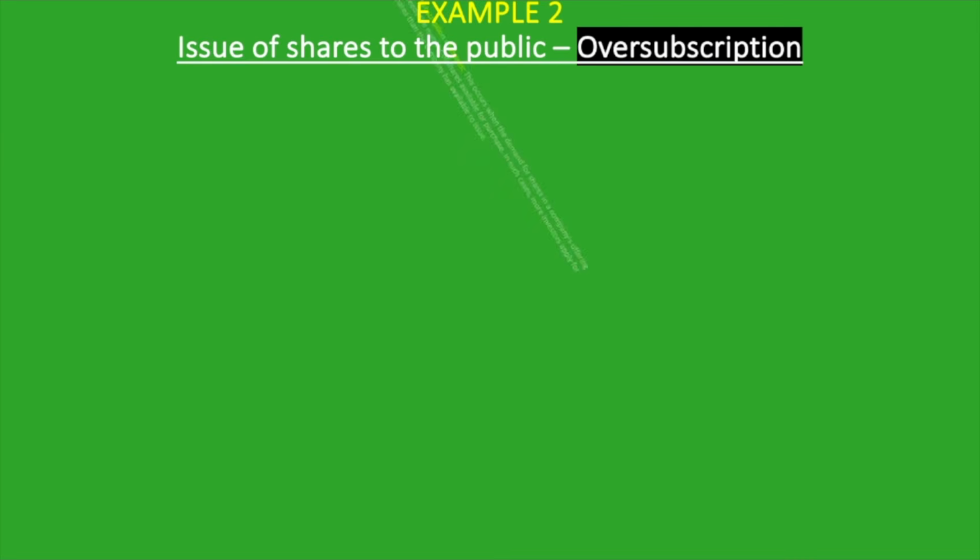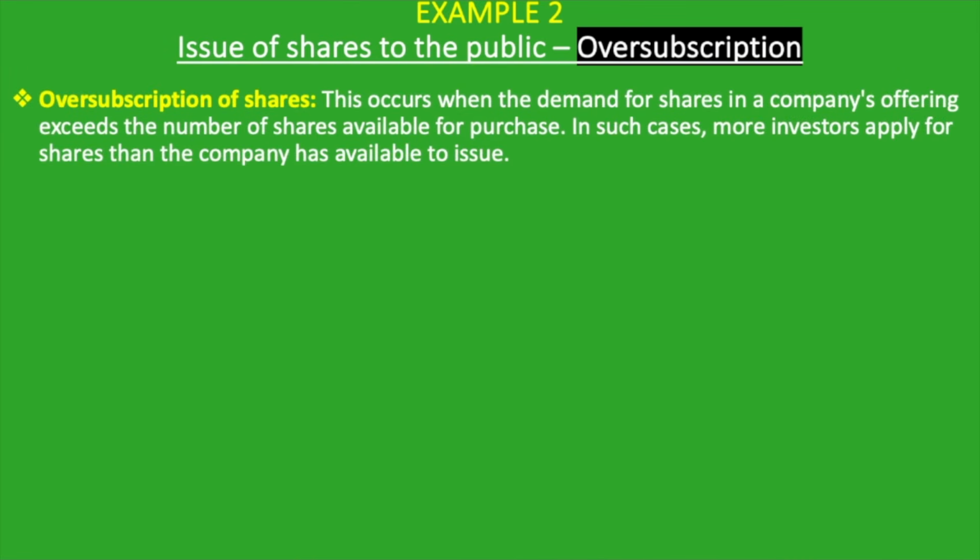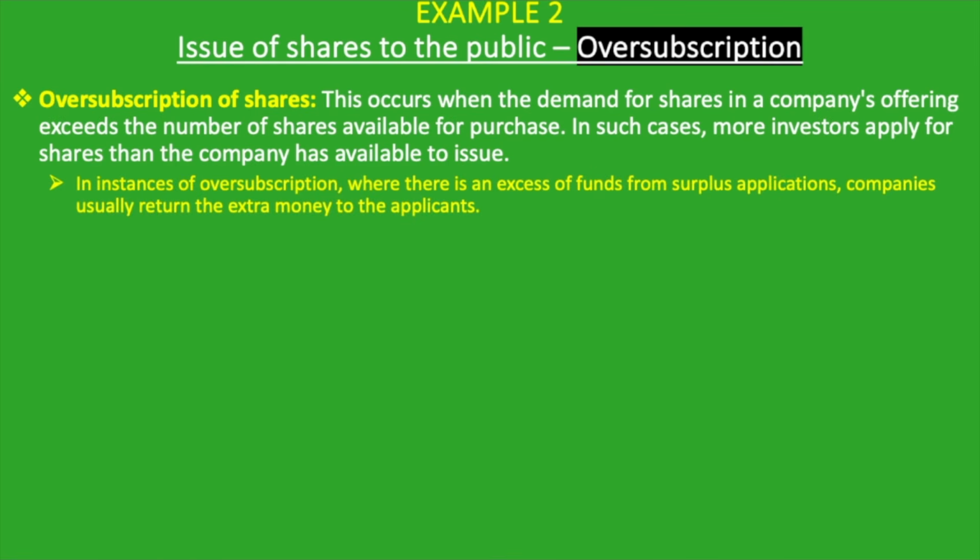But what is oversubscription? Well, I've just alluded to that. This occurs when the demand for shares in a company's offering exceeds the number of shares available for purchase. In such cases, more investors apply for shares than the company has available to issue. And so, of course, you can't increase the number of shares that you will issue just because you have more applications than you had initially issued. You would have to refund that money, and we'll see that just now. In instances of oversubscription, where there is an excess of funds from surplus applications, companies usually return the extra money to the applicants, as I've just mentioned, and you will have to journalize that as well.